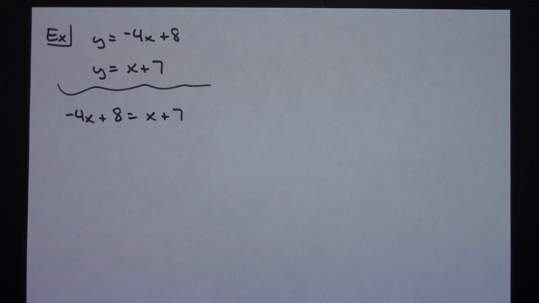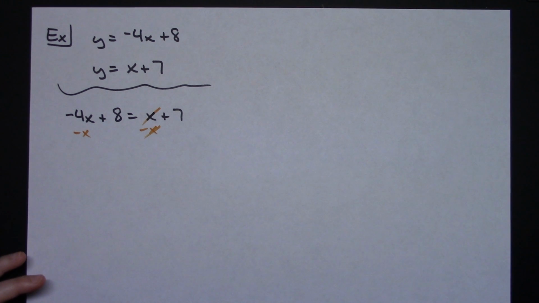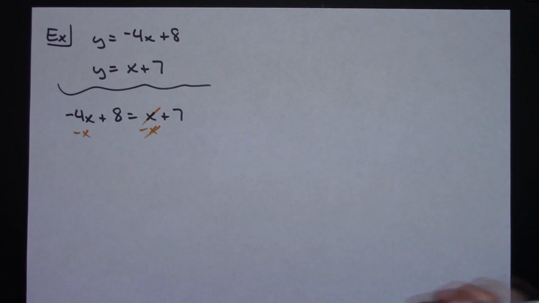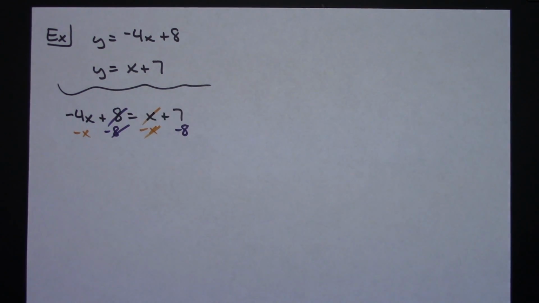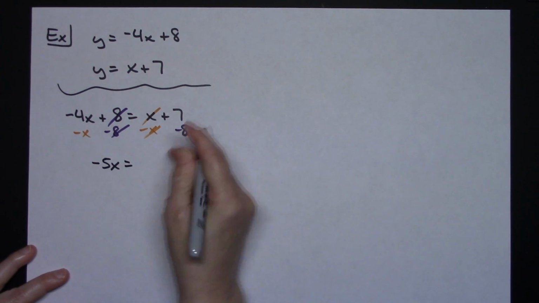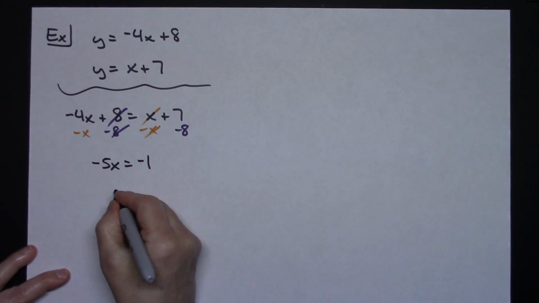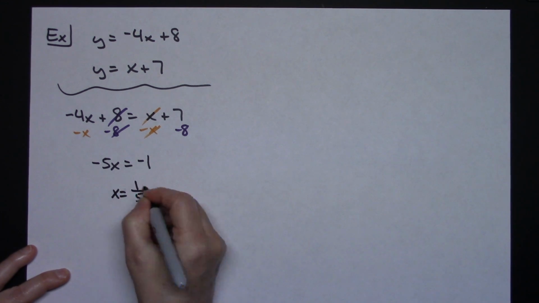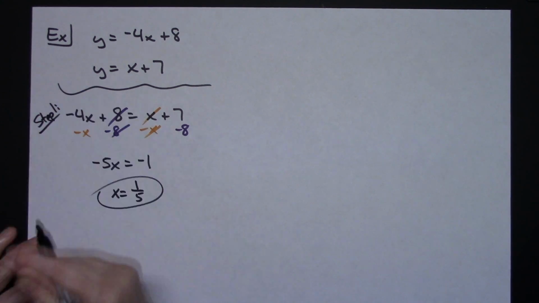I'm going to go ahead and solve this equation all in one fell swoop here. Let's subtract x from both sides of the equation. That means the x's are going to go away on that side. Then let's go ahead and subtract 8 and subtract 8. Those go away on that side of the equation. On the left we'll have negative 5x, and on the right we're going to have negative 1. Dividing both sides by negative 5, I'm going to have x equals 1/5. So I found my x value. Really that's step 1, setting the two equations equal to each other.